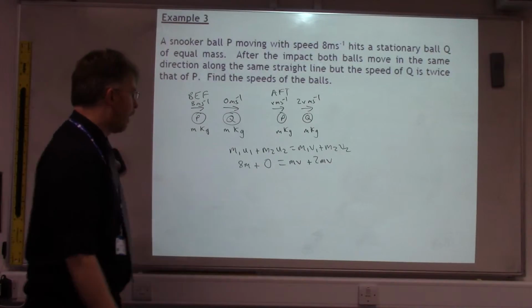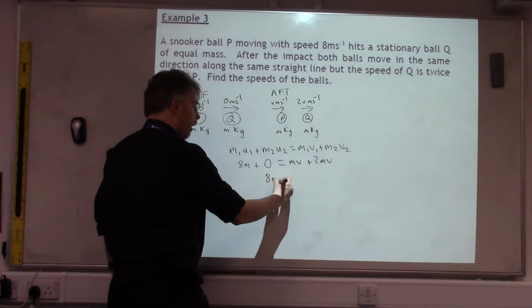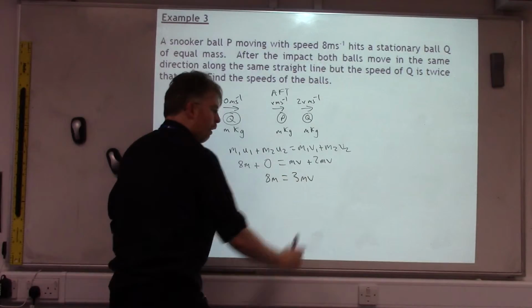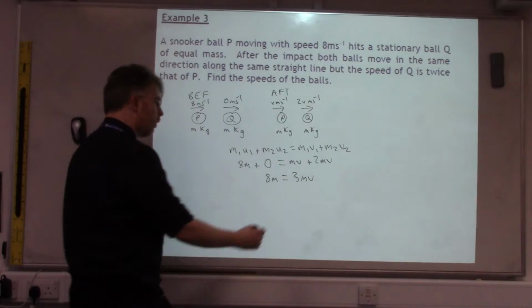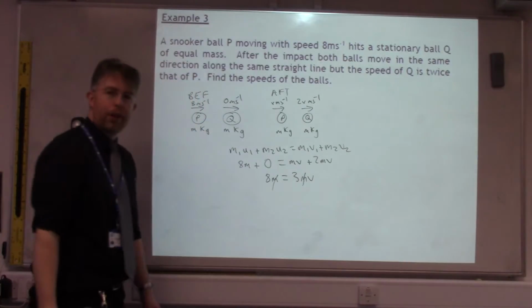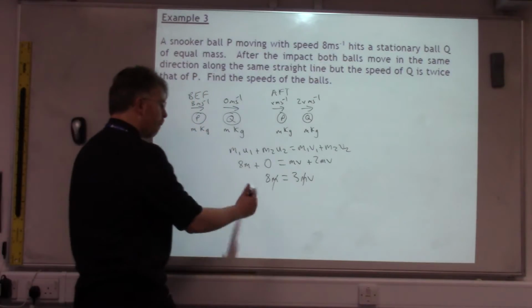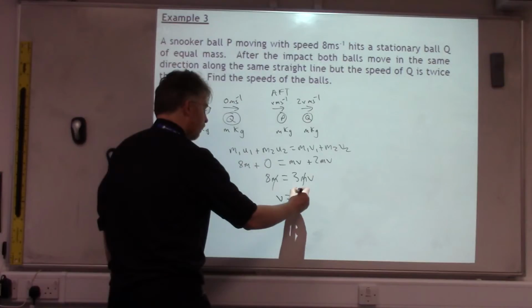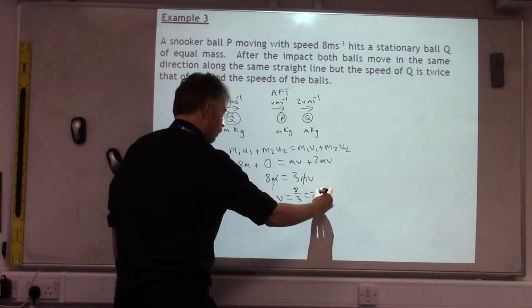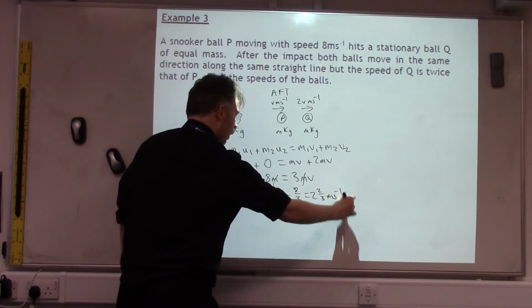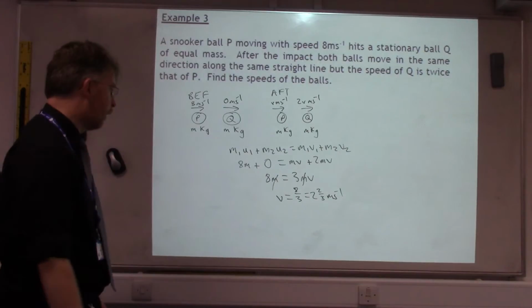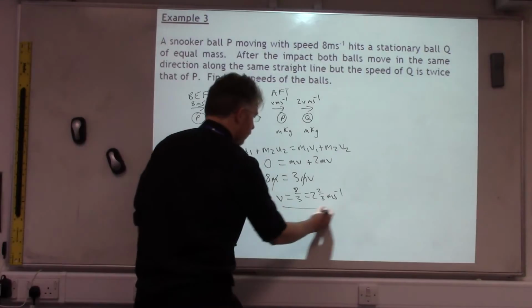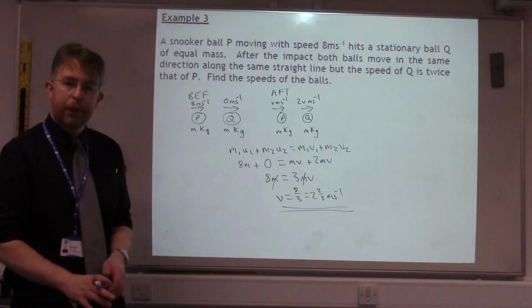So the left hand side becomes 8m, the right hand side becomes 3mv. We can cancel down by the m's, divide by m both sides. Divide both sides by 3. We get an answer of 2 2/3 meters per second.